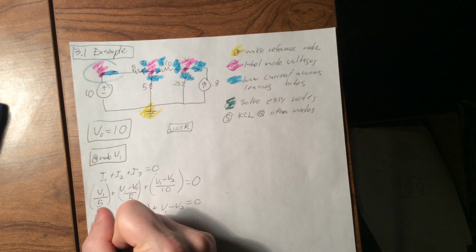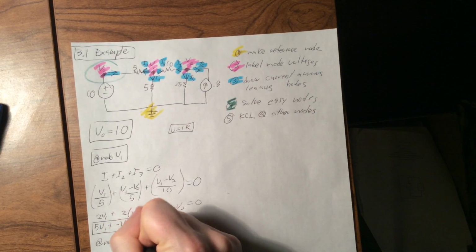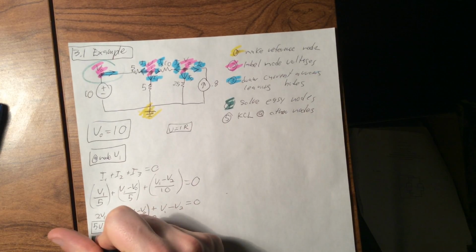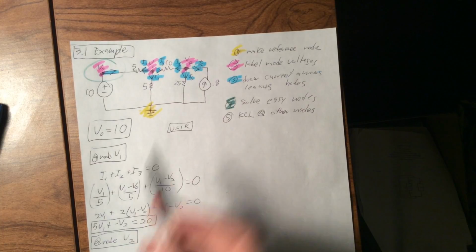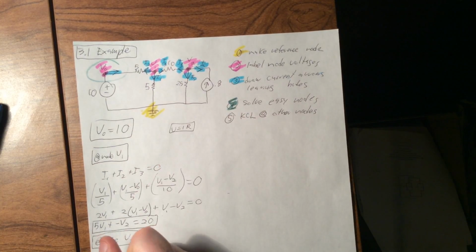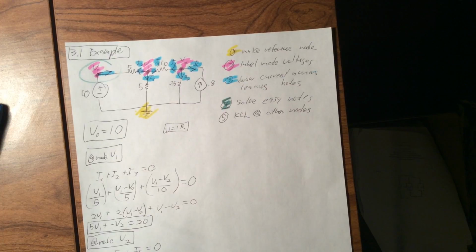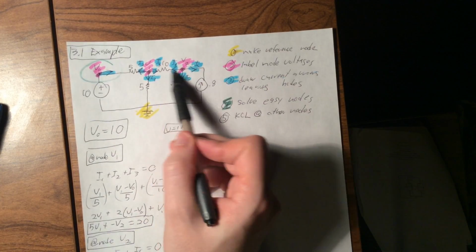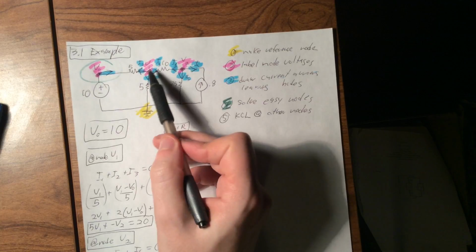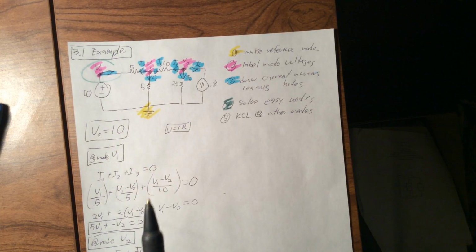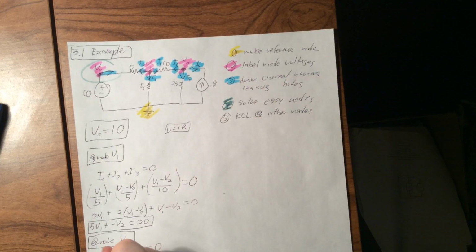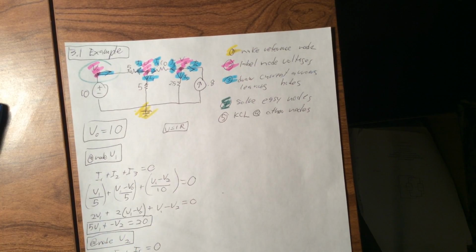We're going to do node V2. At node V2, we've got I4 plus I5 plus I6 equals 0. So I4 is going to be the one coming, yeah, we drew it this way. Okay, we'll take that. So it's going to be V2 minus V1 over, what is that, 10? I think that's 10. V2 minus V1 over 10.